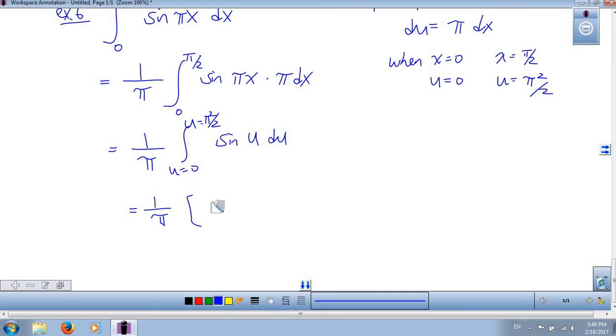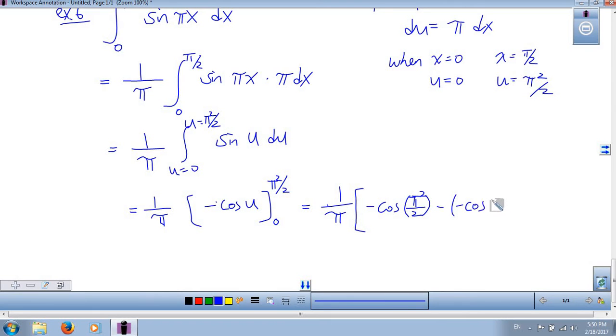So when we integrate this, this will be negative cosine u. And instead of plus c, we're going to use our lower bound, upper bound, 0 and pi squared over 2. So this will be 1 over pi on the outside, negative cosine pi squared over 2, minus another negative cosine of 0.